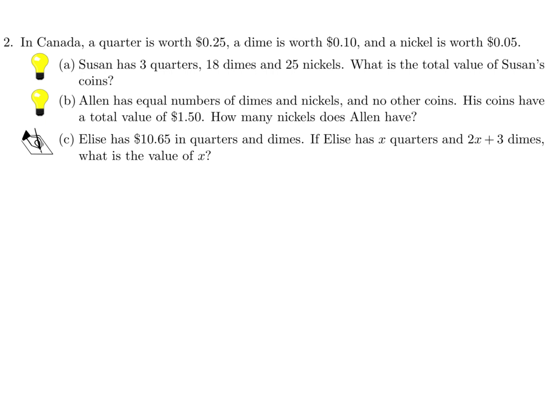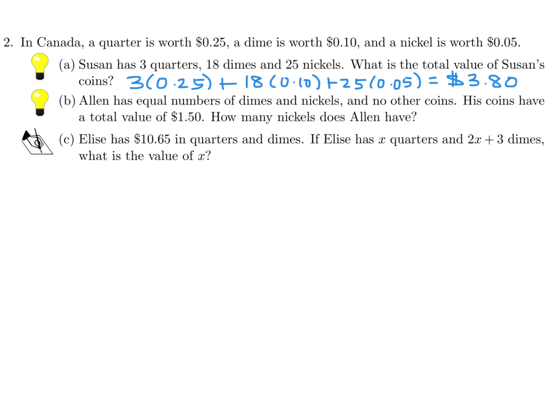In Canada, a quarter is worth 25 cents, a dime is worth 10 cents, and a nickel is worth 5 cents. Susan has 3 quarters, 18 dimes, and 25 nickels. What is the total value of Susan's coins? So 3 times 25 cents, and we have 18 of these dimes, so that's 10 cents. And then we have 25 of these nickels. And when you do this math, it comes out to $3.80.